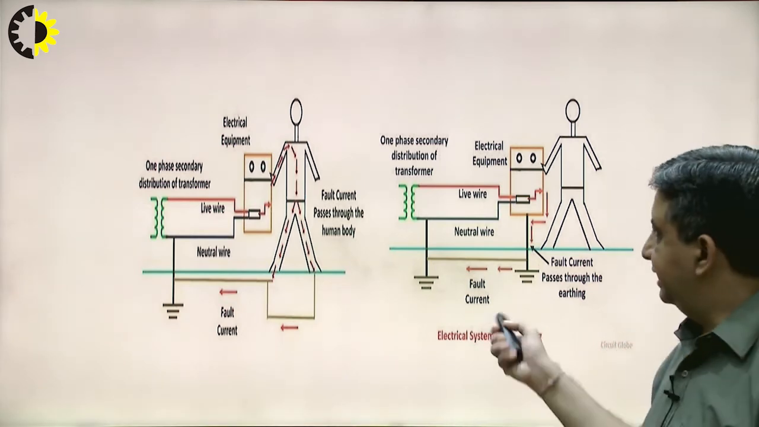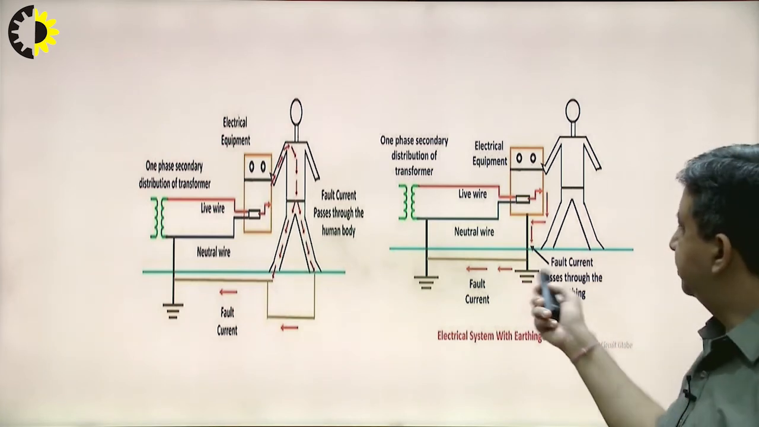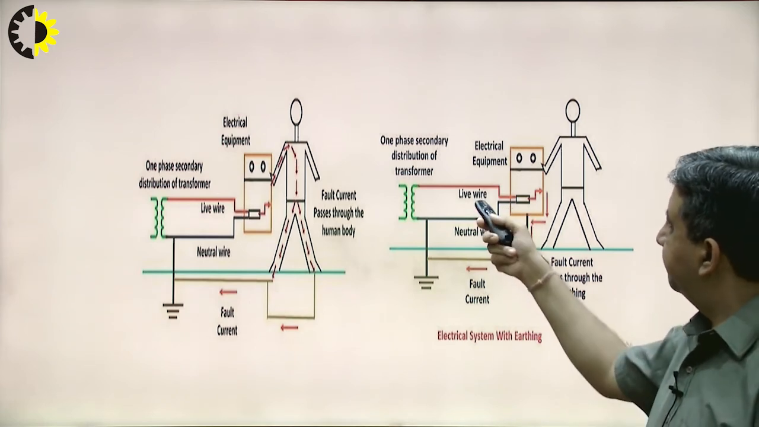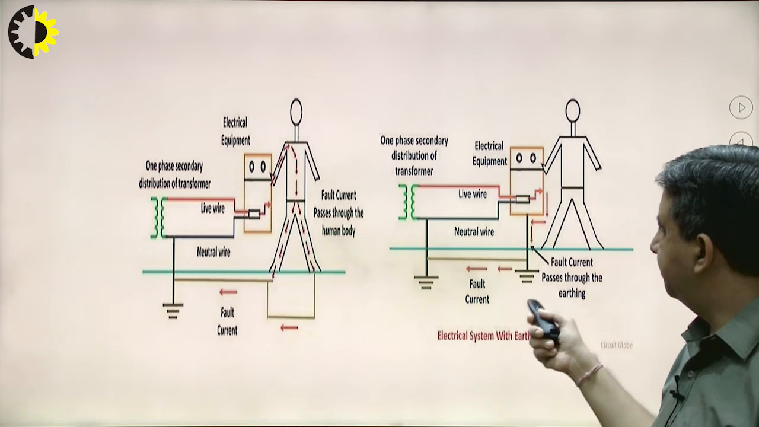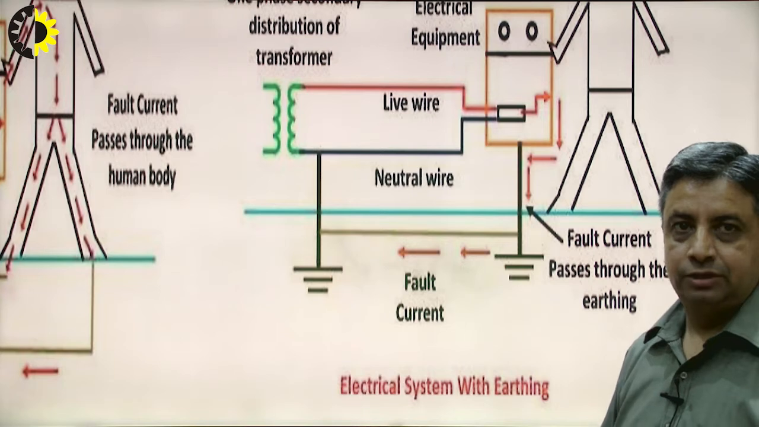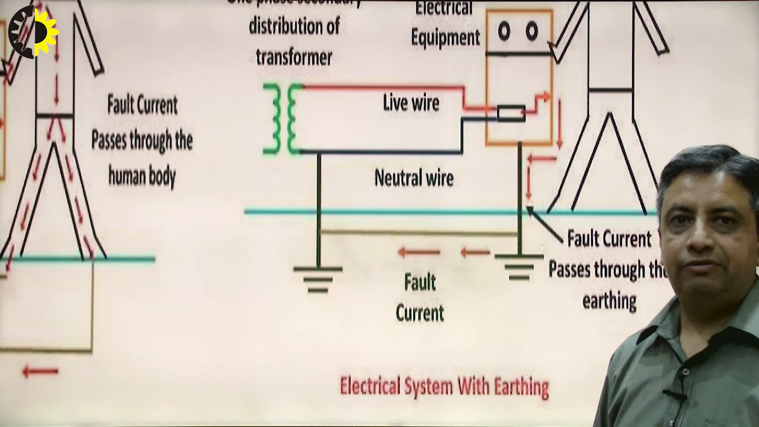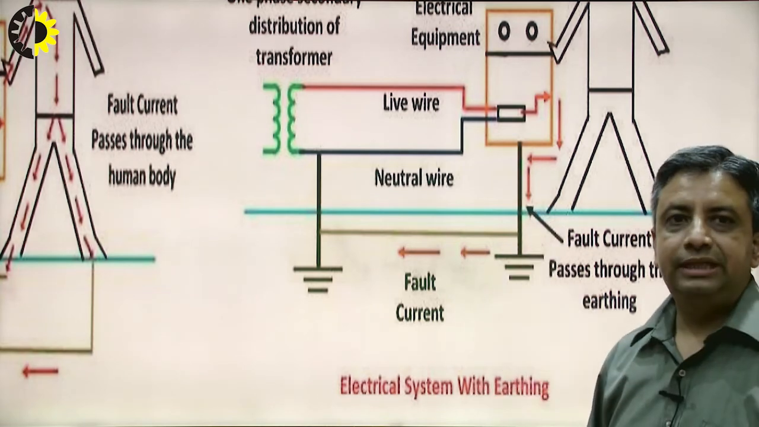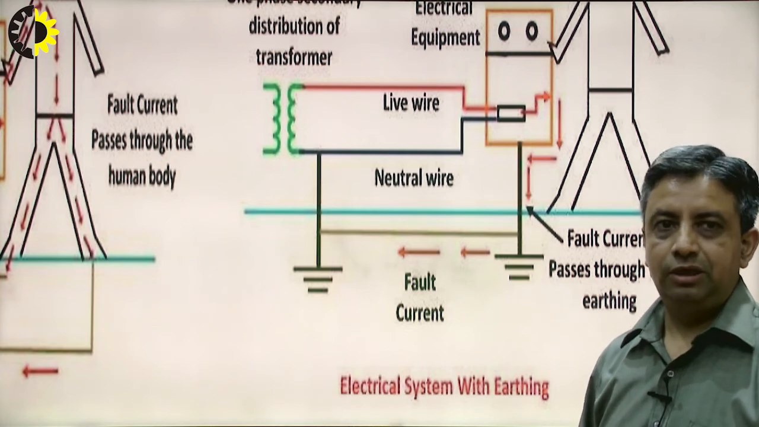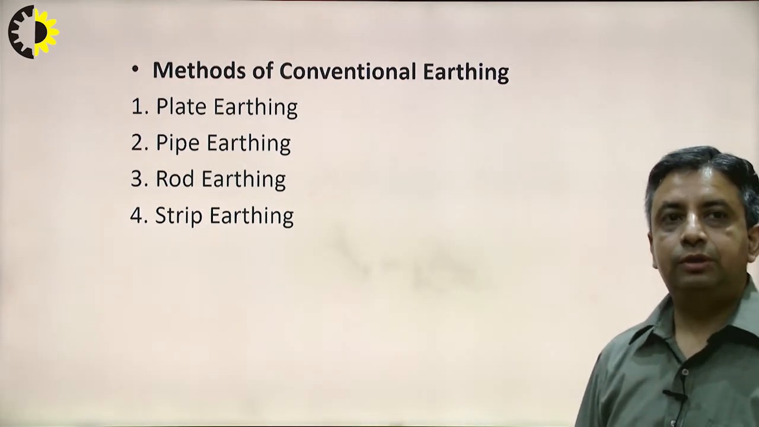In the second case, if this electrical equipment is properly earthed, as you can see here, then even under the faulty condition the current will get an alternate path directly to the earth with the help of this earthing. So, if any person touches this equipment also, that person will not experience any shock. So, this is all about the introduction of earthing.